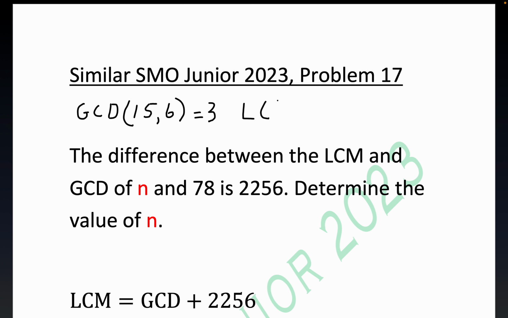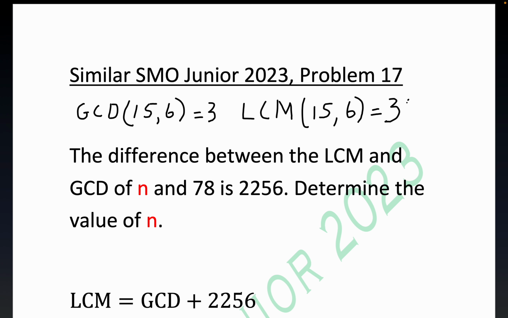Now, the least common multiple of 15 and 6 is 30. You can use the prime factorizations, but it's usually pretty easy to do these small numbers just by inspection. So the least common multiple is the smallest integer that takes both 15 and 6 as factors, or as divisors. So this would be 30.